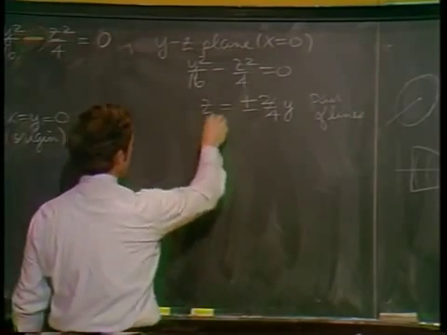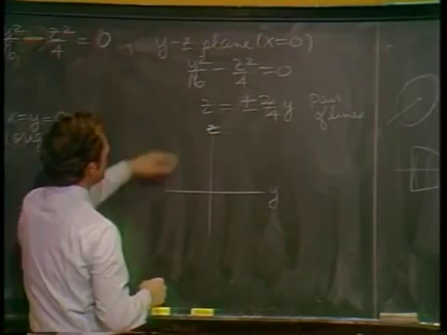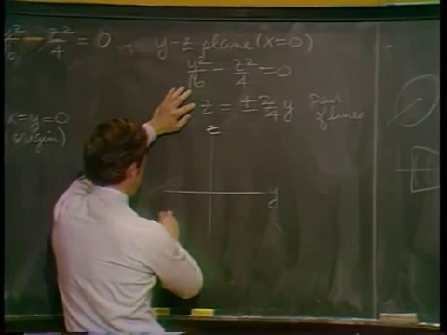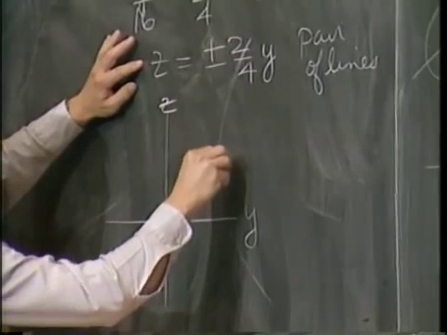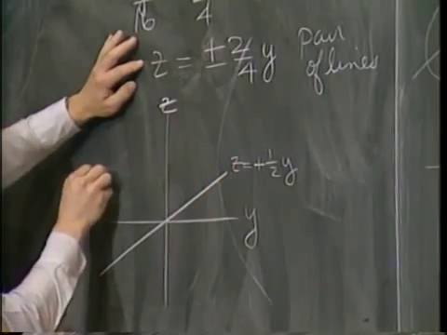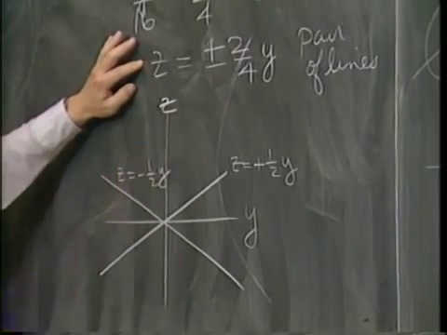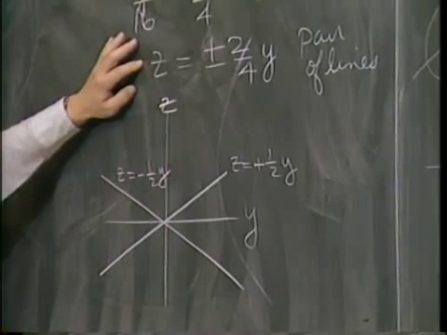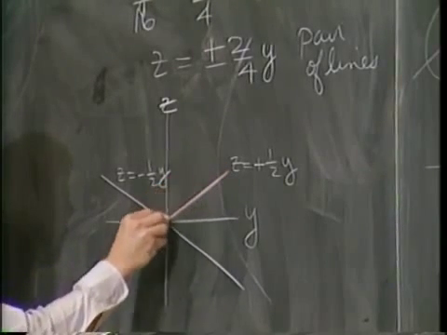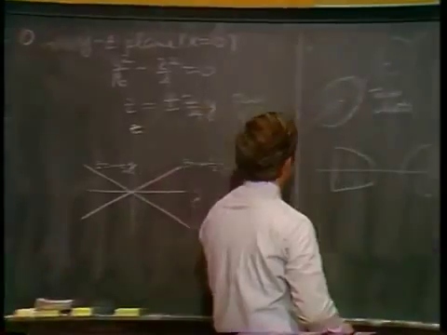Let's graph this one. In the YZ plane, you've got z equals plus 1/2 y and also minus 1/2 y. Looks like that. So let's concentrate on the first octant again, so the picture won't be too complicated.